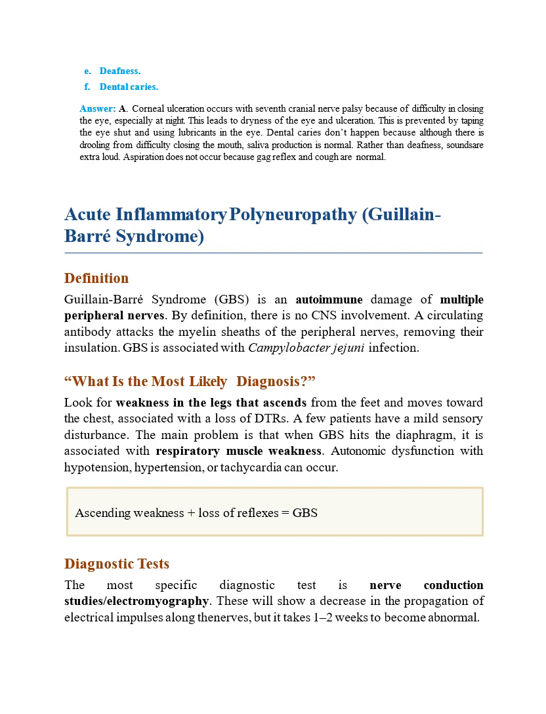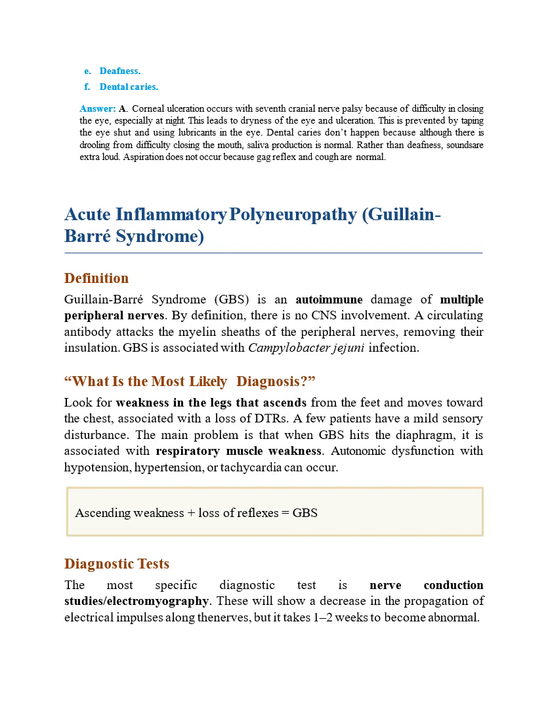Dear listeners, let's talk about so-called acute inflammatory polyneuropathy, or Guillain-Barré syndrome. By definition, GBS, or Guillain-Barré syndrome, is autoimmune damage of multiple peripheral nerves. By definition, there is no CNS involvement. We have a circulating antibody that attacks the myelin sheaths of the peripheral nerves, which removes the insulation. GBS is associated with Campylobacter jejuni infection.